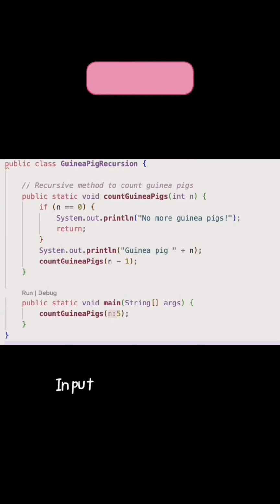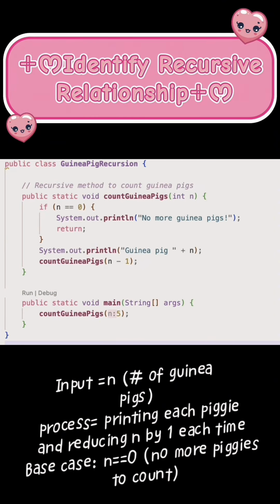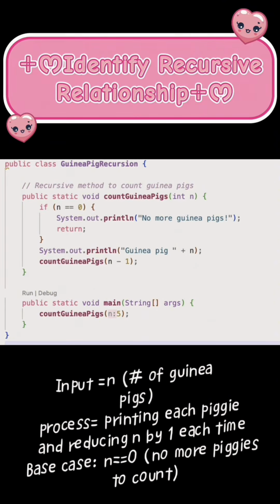First step is to identify a recursive relationship. Let's take a look at this example. The input is n, which is the number of guinea pigs. The process is printing each guinea pig and reducing n by 1 each time. And the base case is when n equals 0, which means there are no more guinea pigs left to count.